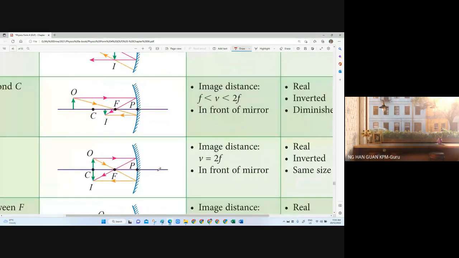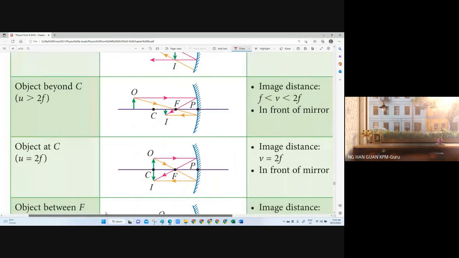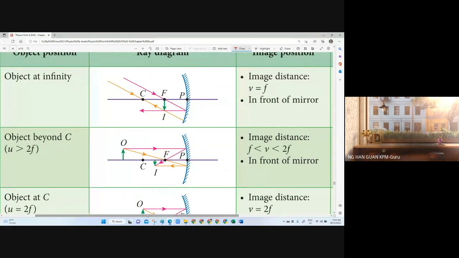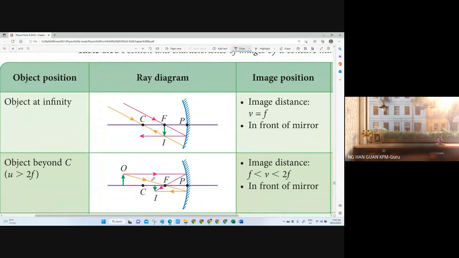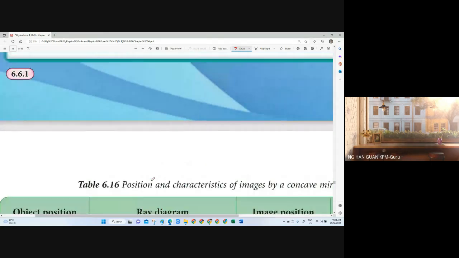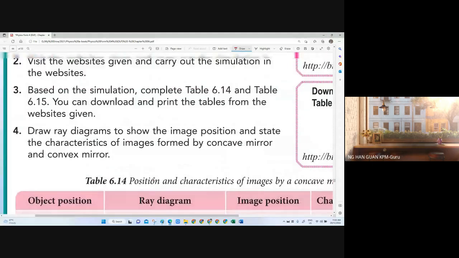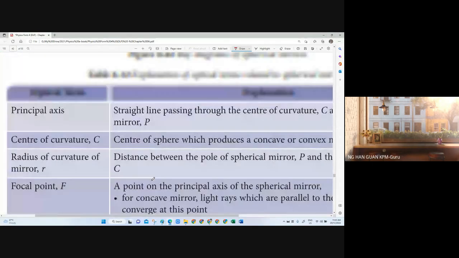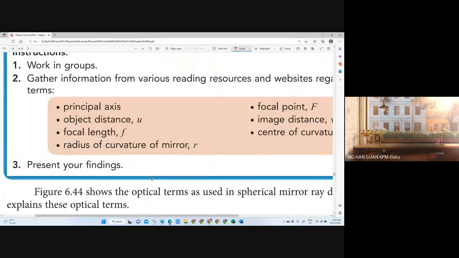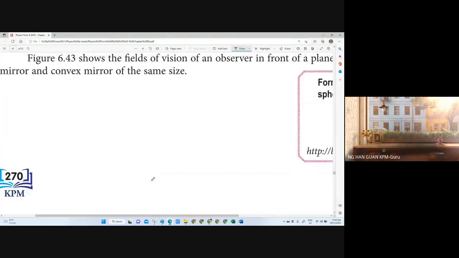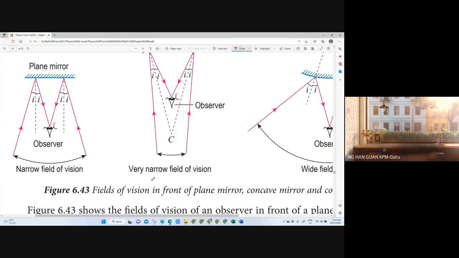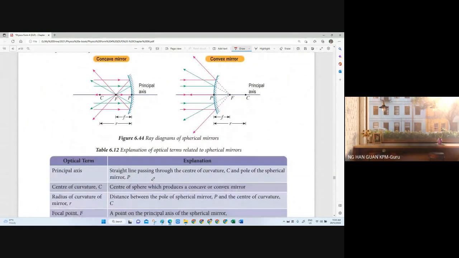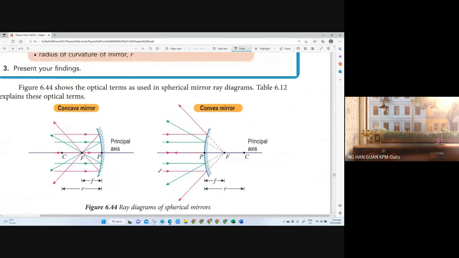So now, how are we going to apply calculations to know the characteristics of the image formed by the concave or convex mirror? We are finishing soon. As long as you have already mastered the lenses, this mirror is quite easy. This mirror is very easy.